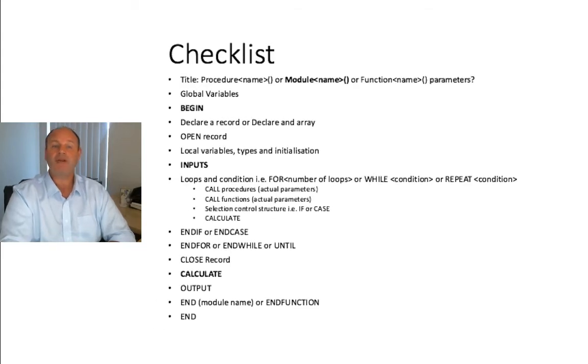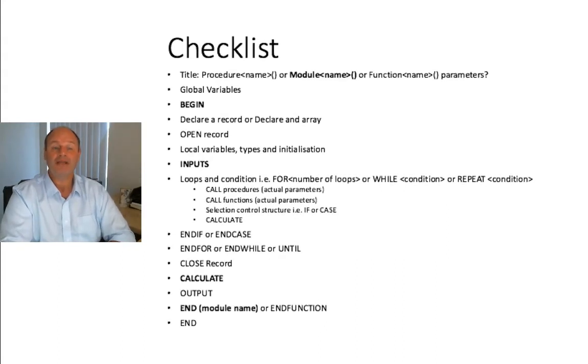After the inputs, we need to do some processing, and this involves a calculation. I would use the keyword CALCULATE to show the line where the processing is being done. We need to show the end of the module pseudocode, so we put END with the name of the module in brackets. Since we're only dealing with a module, we do not just put END, because this is not the end of the whole algorithm.